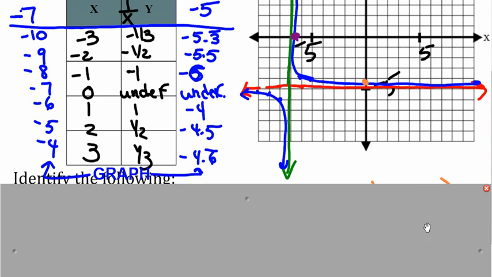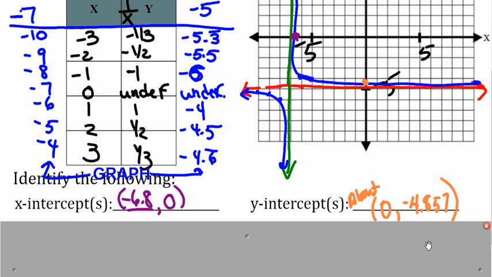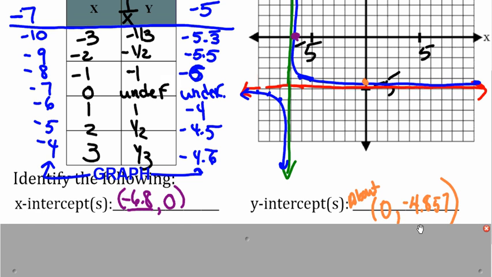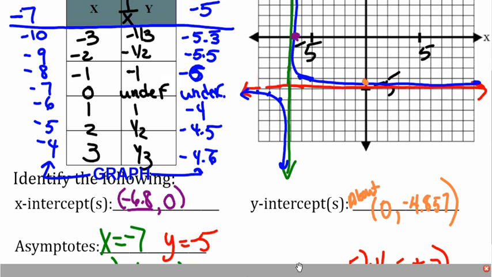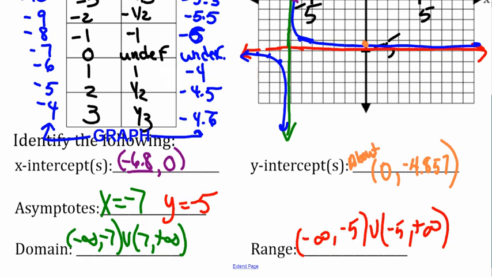So we said putting the 0 in for y, we've got our y-intercept at about negative 4.857. And then finding the intersection of 0 and the function, we see the x-intercept is at negative 6.80. Our asymptotes, we have x equals negative 7, and y equals negative 5. Thinking about not being able to use an input of negative 7 and an output of negative 5, our domain and range should be the following.